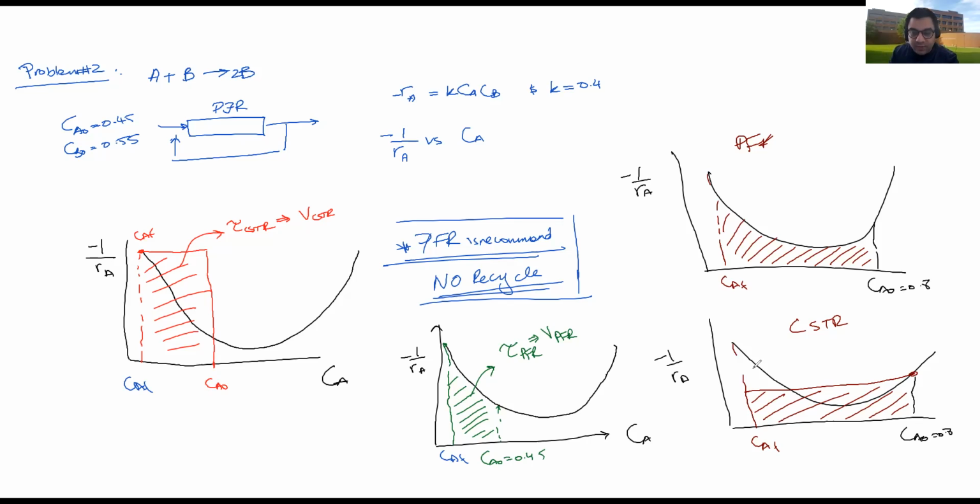Try to think about these scenarios, and if you're having a hard time seeing them, please come to office hours and we can talk about it in more detail. But basically, try to understand how we can utilize the minus 1 over RA versus CA plot to make a decision on the type of reactor you're using. All right, let me clear this and let's go to the next problem.